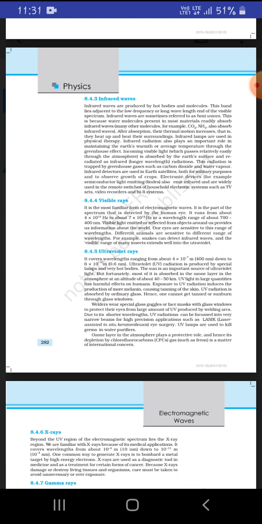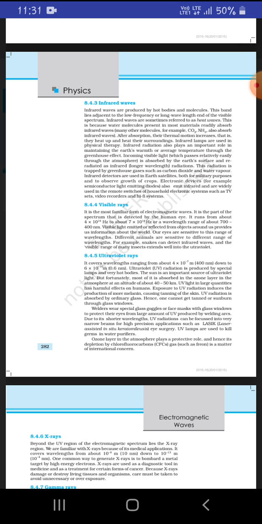And next, ultraviolet rays. They cover wavelengths ranging from about 4 into 10 to the power minus 7 meters down to 6 into 10 to the power minus 10 meters. Ultraviolet radiation is produced by special lamps and very hot bodies, and the sun is an important source of ultraviolet rays, but fortunately most of it is absorbed by the ozone layer in the atmosphere. At an altitude of 40 to 50 kilometers we can observe the ultraviolet rays, also called UV rays, which are harmful for our skin and may cause skin cancer.